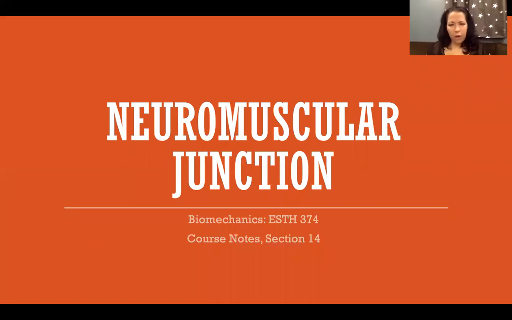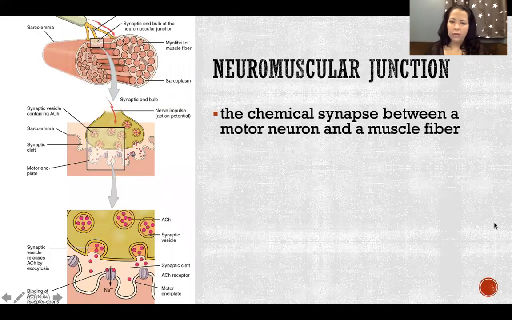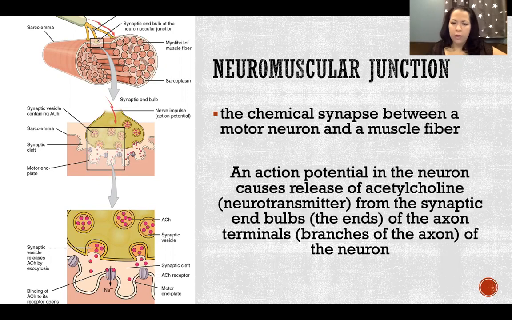Hello, in this video, we're going to talk about the neuromuscular junction. The neuromuscular junction is a chemical synapse between a motor neuron and a muscle fiber. We have them obviously everywhere throughout the body because we have many neuromuscular junctions in all of our muscles all throughout the body. So we have many of these chemical synapses.